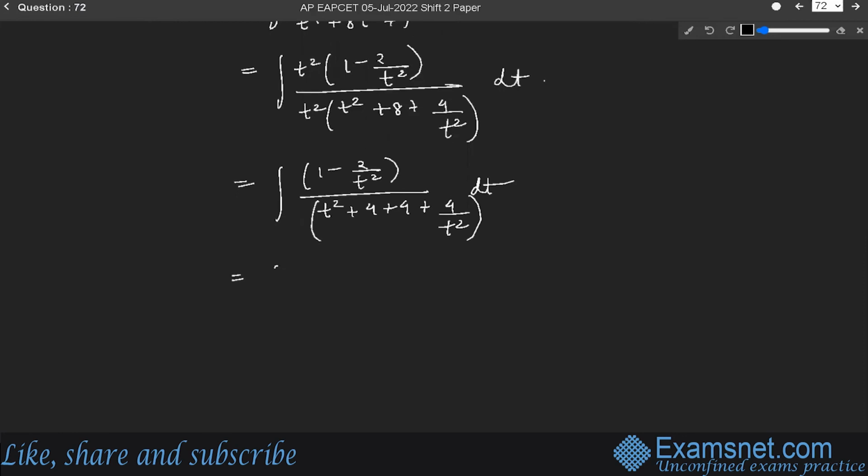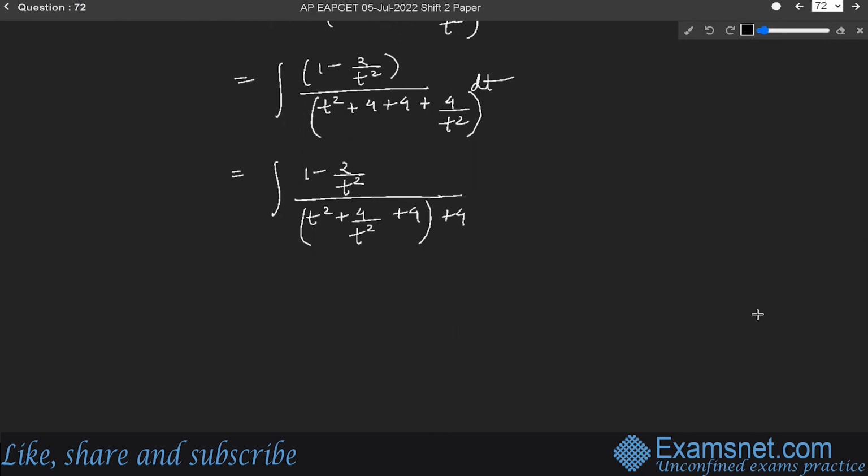On further solving, it will be equal to the integral of 1 minus 2 upon t square divided by t square plus 4 by t square plus 4 plus 4. This is the identity of a plus b whole square. We know that a plus b whole square is a square plus b square plus 2ab. So writing the denominator in that form, we get the integral of 1 minus 2 upon t square divided by t square plus 2 by t square plus 2 into 2 by t into t.